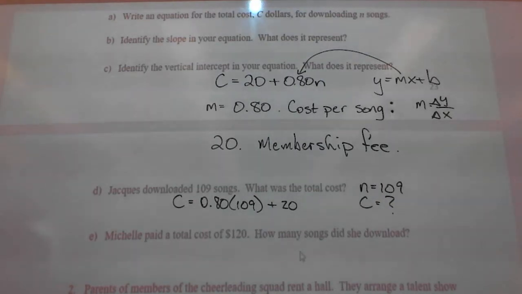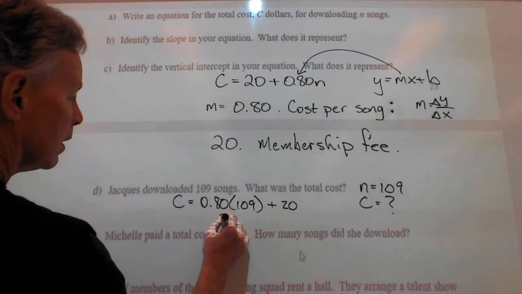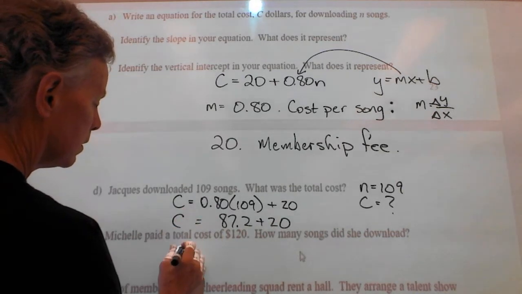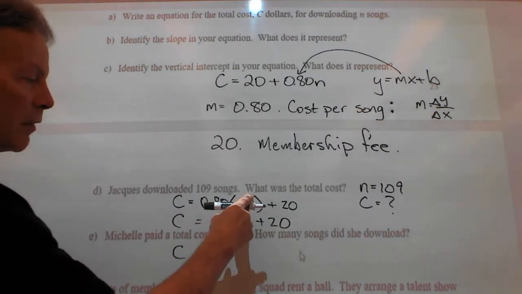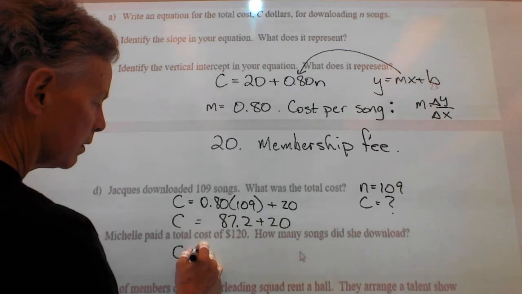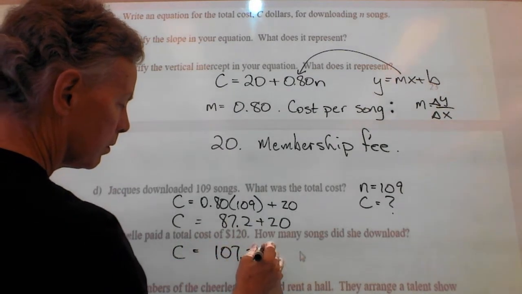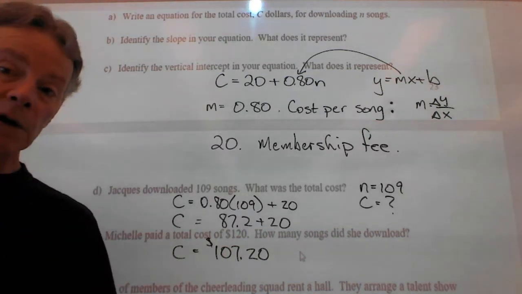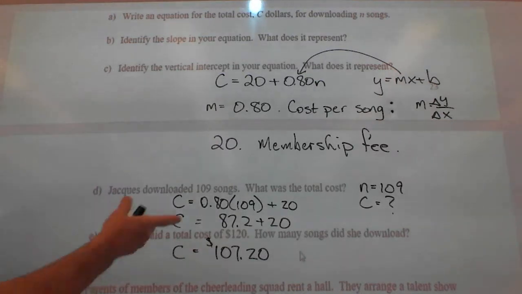So 20 times 109 equals, oh, sorry, 0.8 times 109. We all make mistakes. 87.2 plus 20. So if he wanted to download 109 songs, he would have to pay 87.2 plus 20, $107.20. Okay, so that would be the cost if you wanted to get 109 songs.